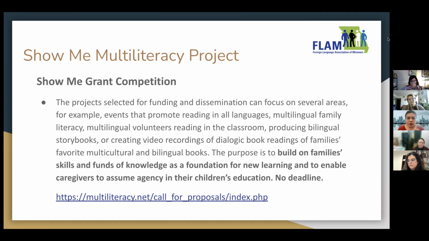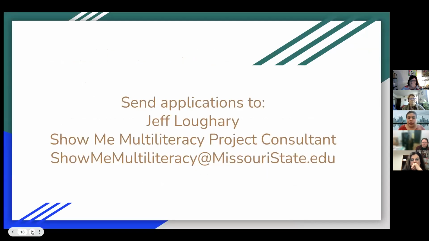So the purpose is just to build on families' skills and funds of knowledge as a foundation for new learning, and to enable caregivers to assume agency in children's education. I asked about it, and there is no deadline for these grants, and the link is there in the presentation. Again, this is information from Jeff Lugari. This is his email.